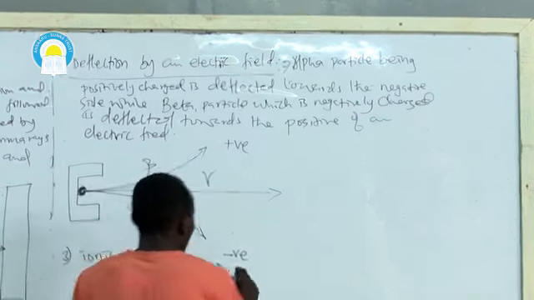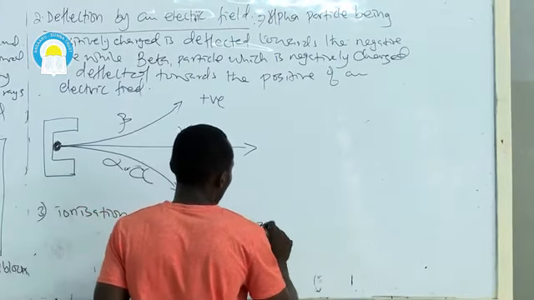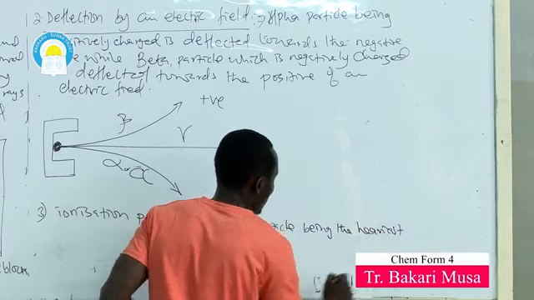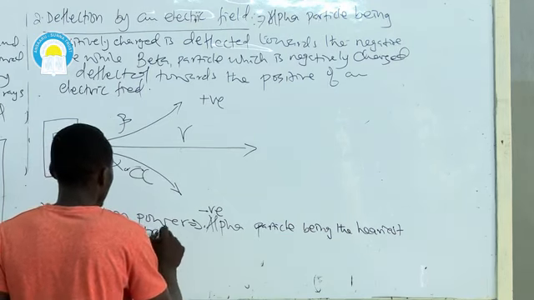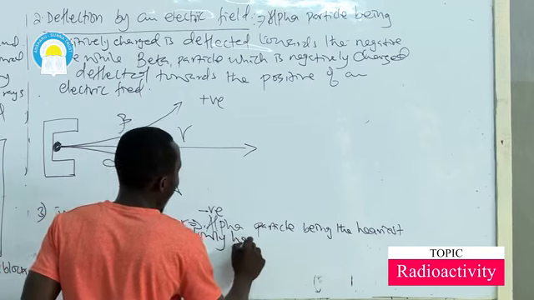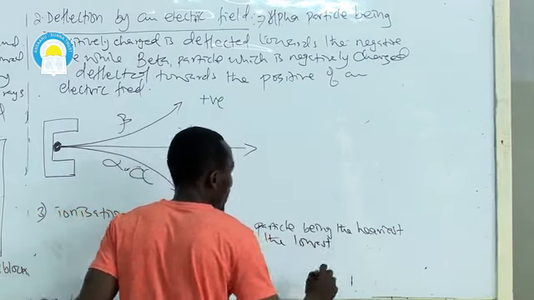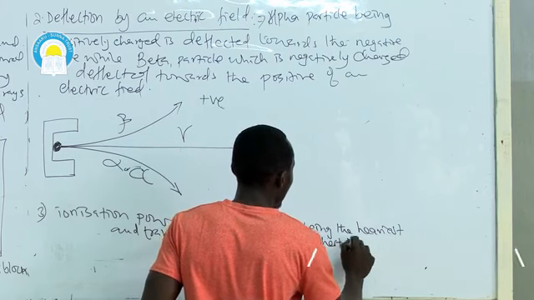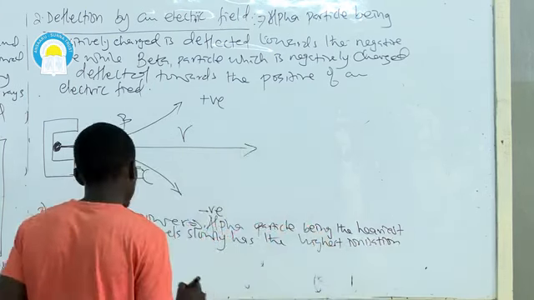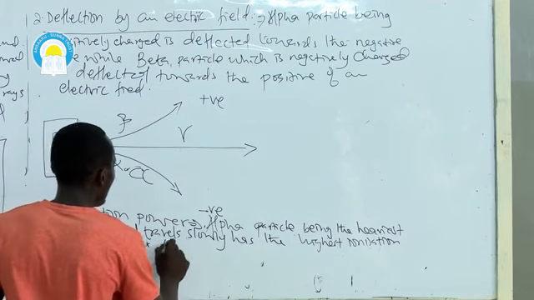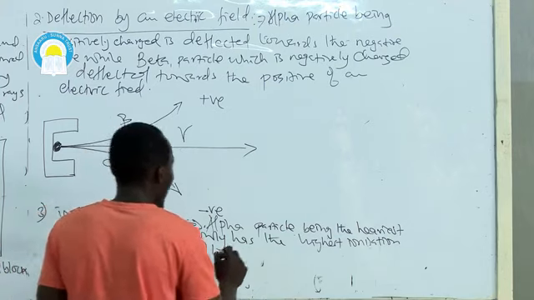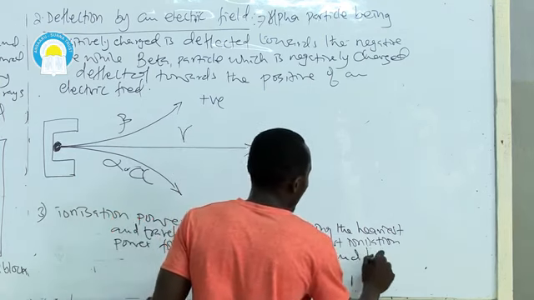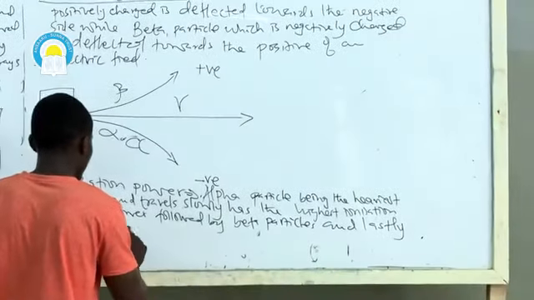So we say that the alpha particle, being the heaviest and travelling slowly, has the lowest penetration, and has the highest ionization power, followed by the beta particles, and lastly gamma rays.